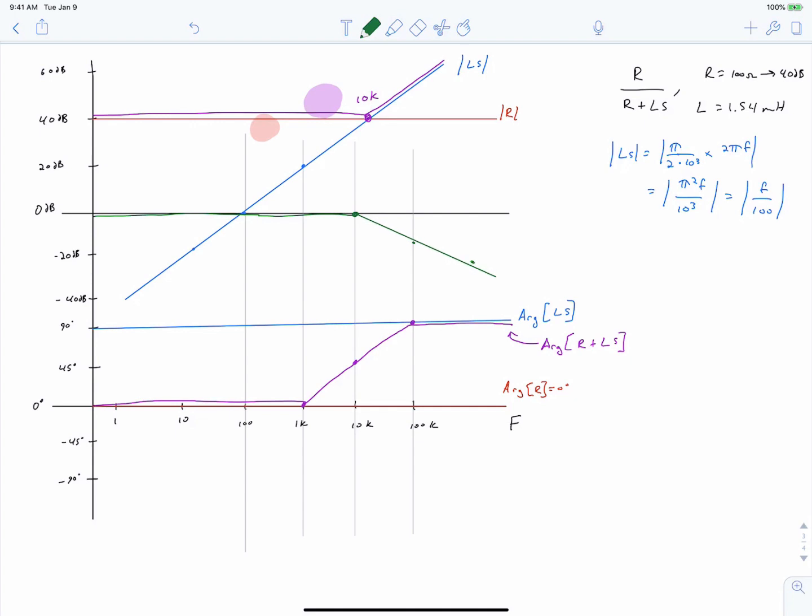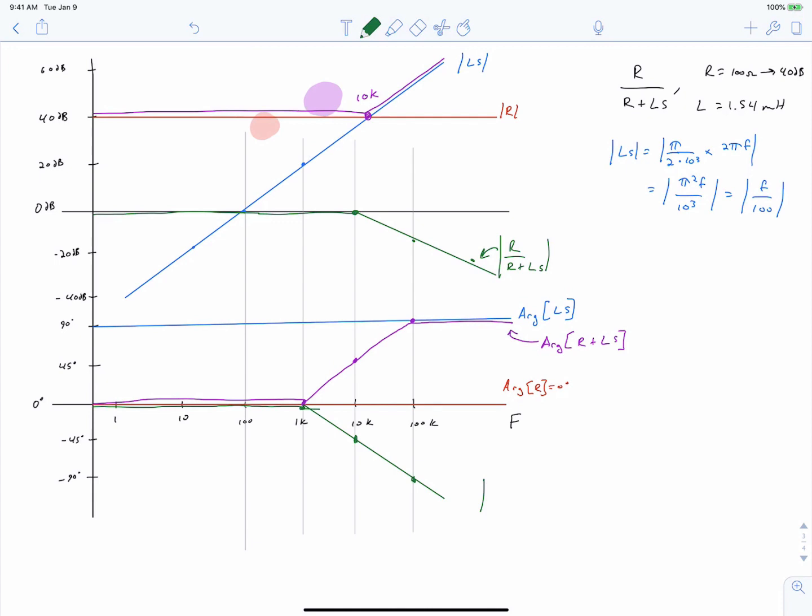And similar with our phase angle, we're going to track this trajectory here, and then at 1 kilohertz, we're going to start to go downwards, so we'll get to negative 45 degrees at 10 kilohertz and negative 90 at 100 kilohertz. And so finally, we have the Bode plot for our transfer function of our power converter, normalized by VT, of course. Remember, we canceled VT out.